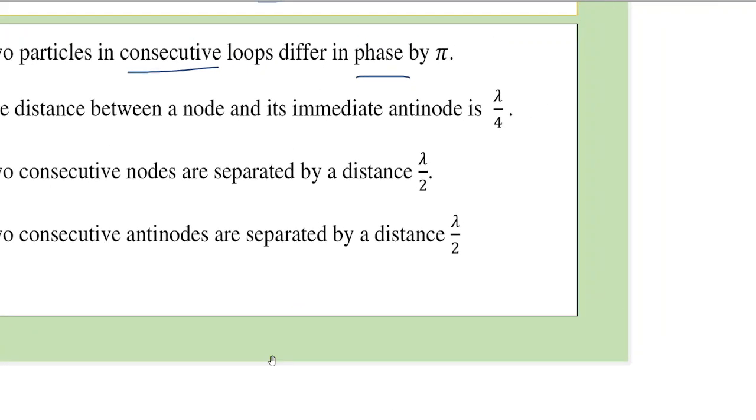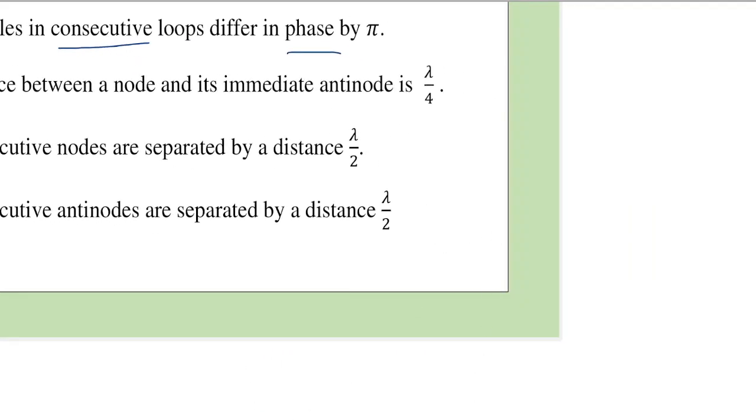That is, if we look at a case where we have a standing wave like this, now these are called loops. The points here where the particles have zero displacement are called nodes. That is, the red colored ones are called nodes, and the black ones are called antinodes.